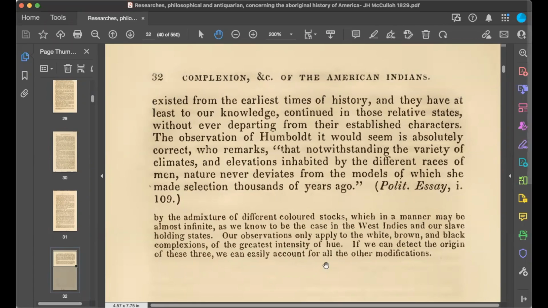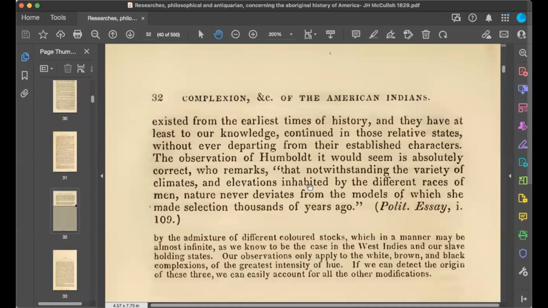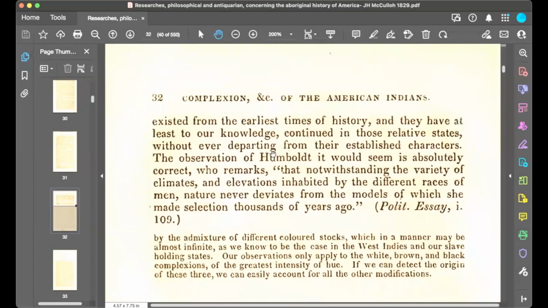The observation of Humboldt, it would seem, is absolutely correct, who remarks that notwithstanding the variety of climates and elevations inhabited by the different races of men, nature never deviates from the models of which she made selection thousands of years ago. All right, that's Humboldt letting you know. All right, it has nothing to do with climate. All right, so that's the end of this chapter.